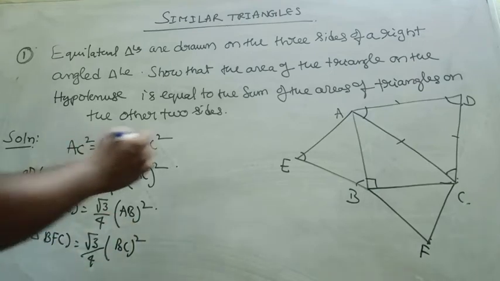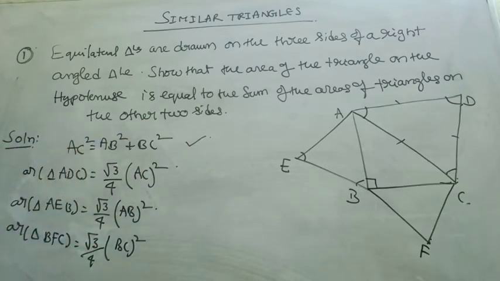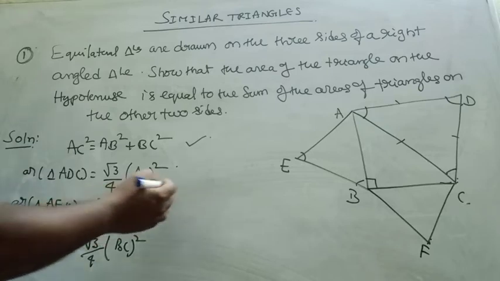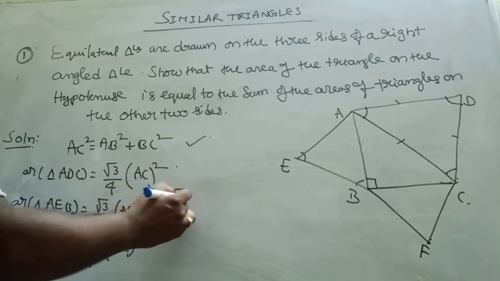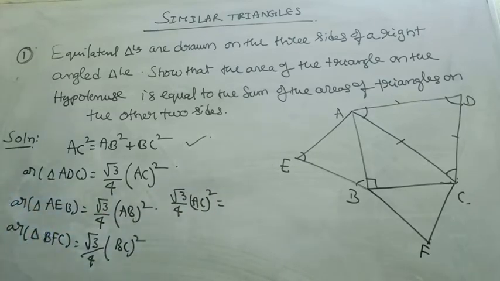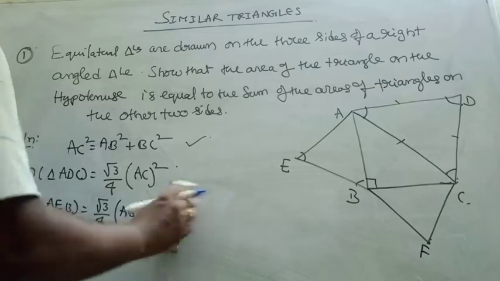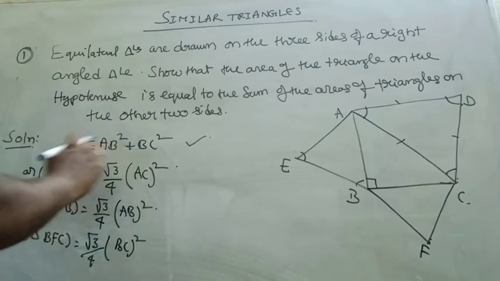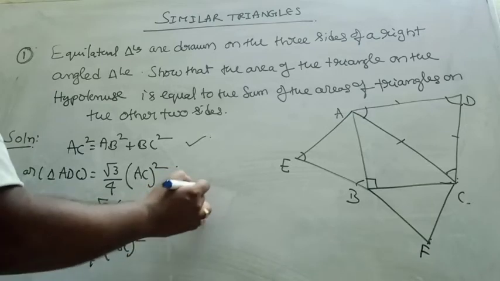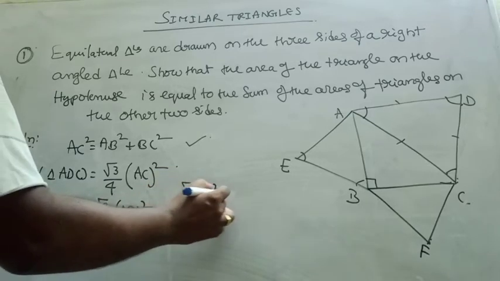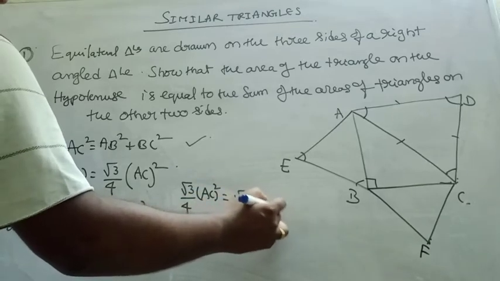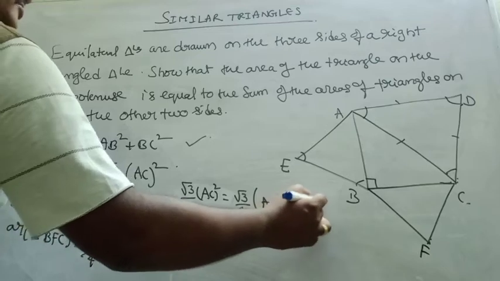Now, my dear students, we know that in a right angle triangle the hypotenuse square is equal to the sum of the squares of the other 2 sides. Therefore we can easily say that root 3 by 4 AC whole square, we just multiply root 3 by 4 on both sides. Then what you will get? Root 3 by 4 into AC square is equal to root 3 by 4 into AB square plus BC square.